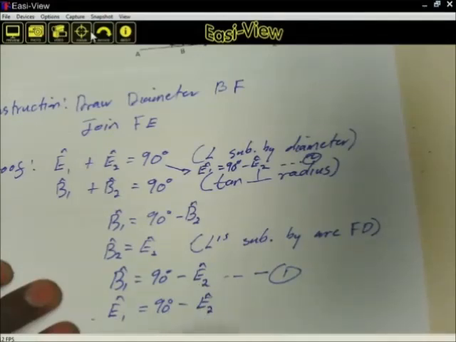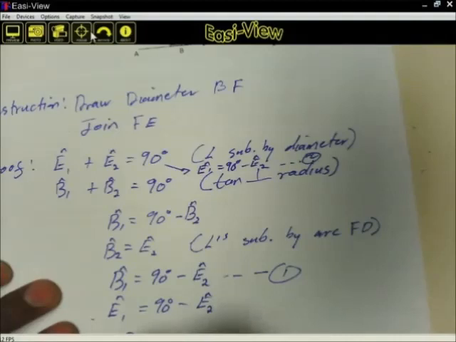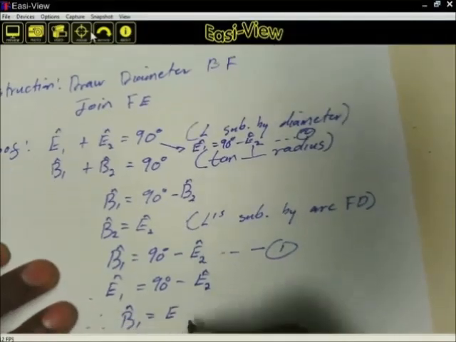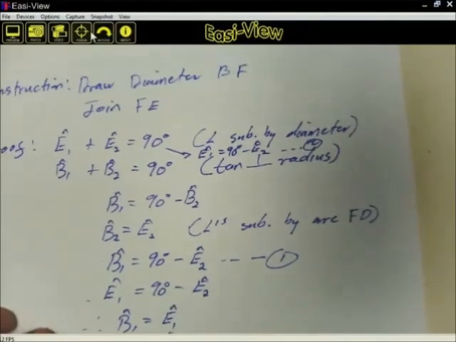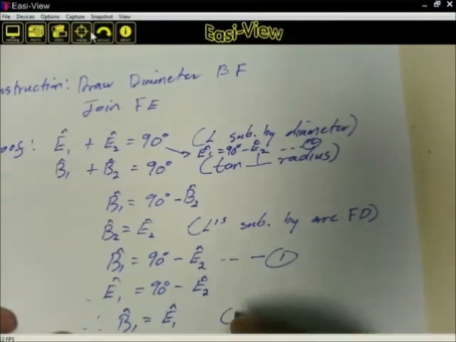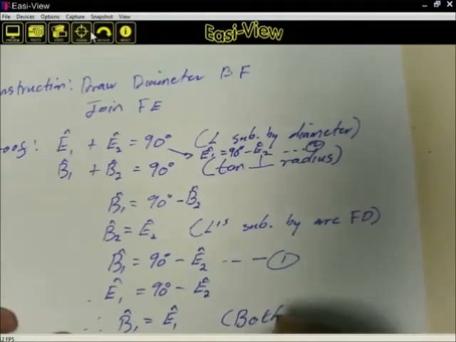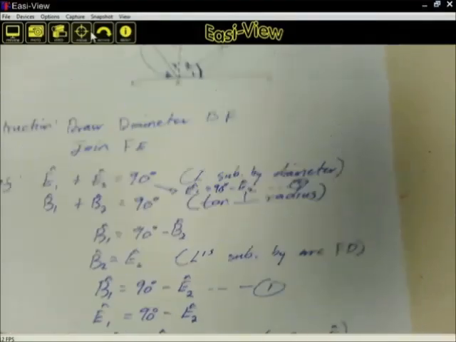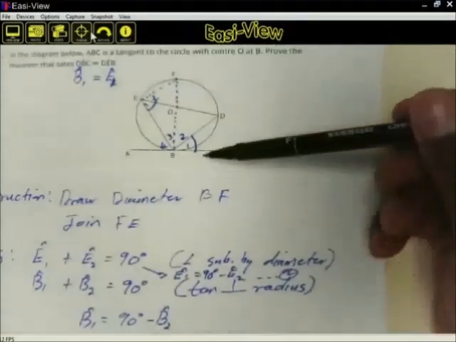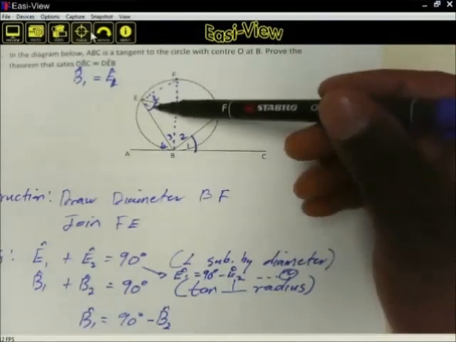Therefore, we can conclude by saying angle B1 is equal to angle E1, because they are both equal to 90 degrees minus E2. And that proves the theorem. That proves the theorem because remember, we wanted to prove that angle B1 is equal to E1.